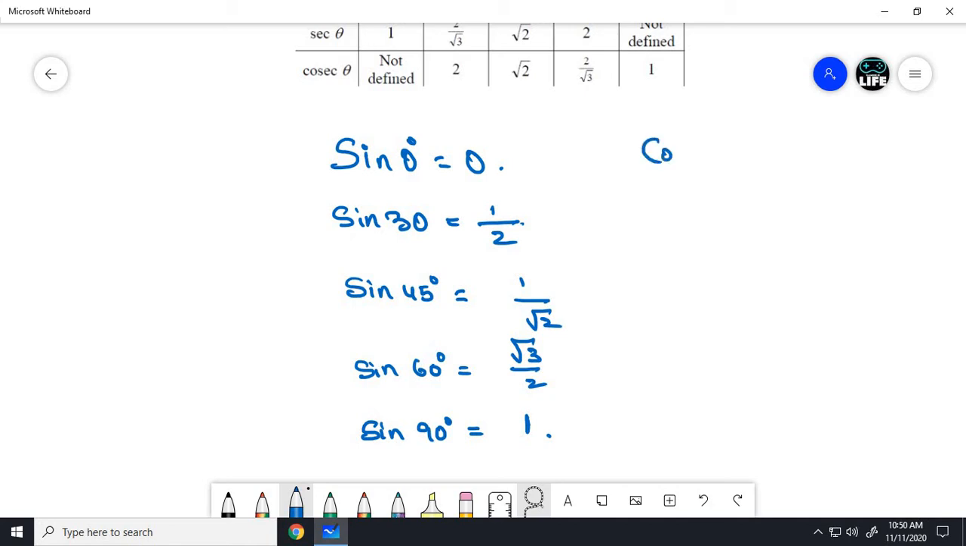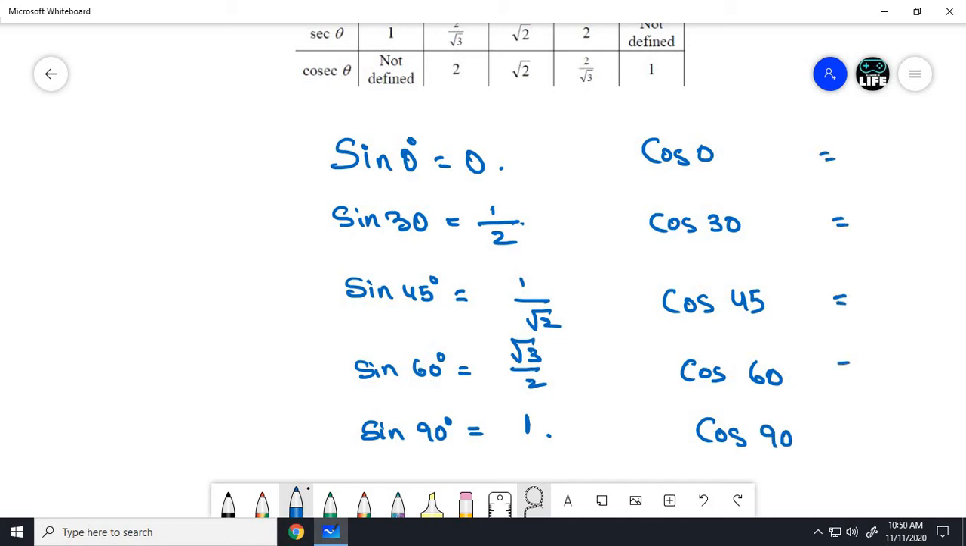So now write cos. Cos 0 degrees. Cos 30 degrees. Cos 45 degrees. Cos 60 degrees and cos 90 degrees. So if you know the sine values, you will get the values of cos, tan, cosecant, secant and cot.